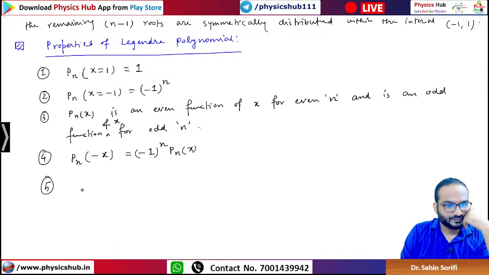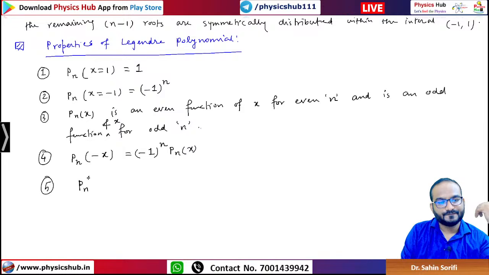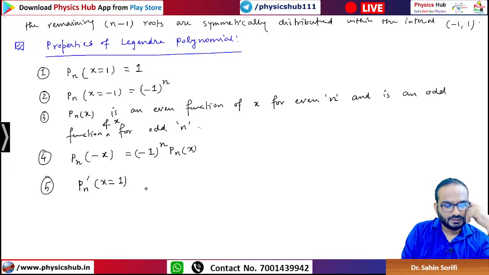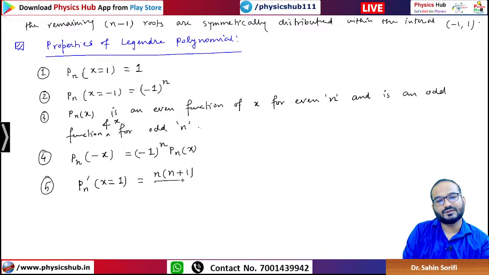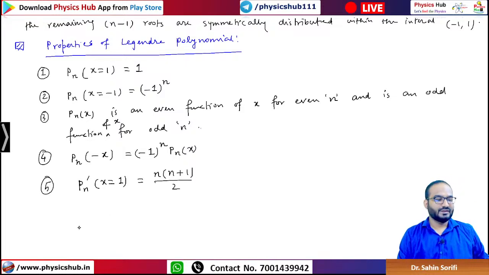Number 5, Pn prime at x equals to 1. This has a special value. You can remember or you can also ignore it: n into n plus 1 by 2. Sometimes if you remember the properties, you get a direct question using this property. So that helps you. If you revise 3-4 times, then you can easily remember them.